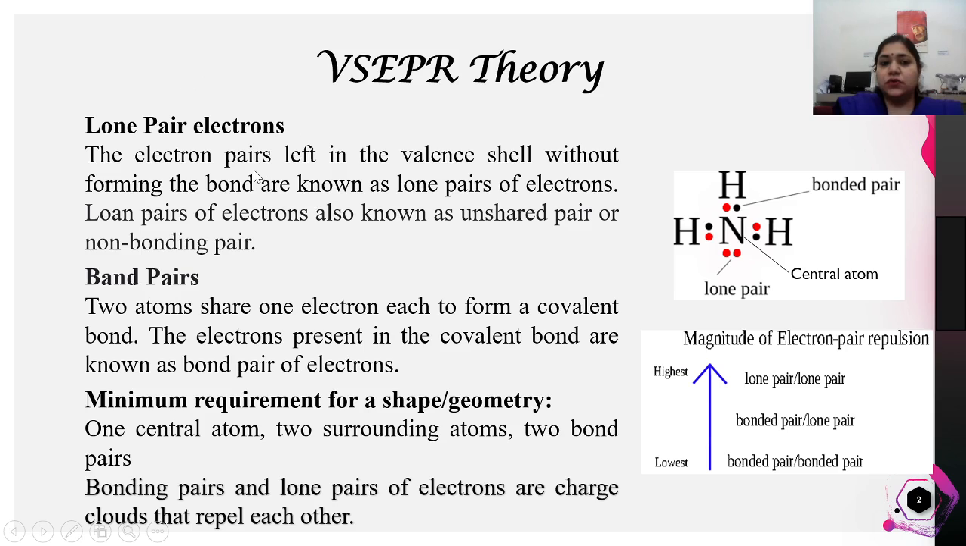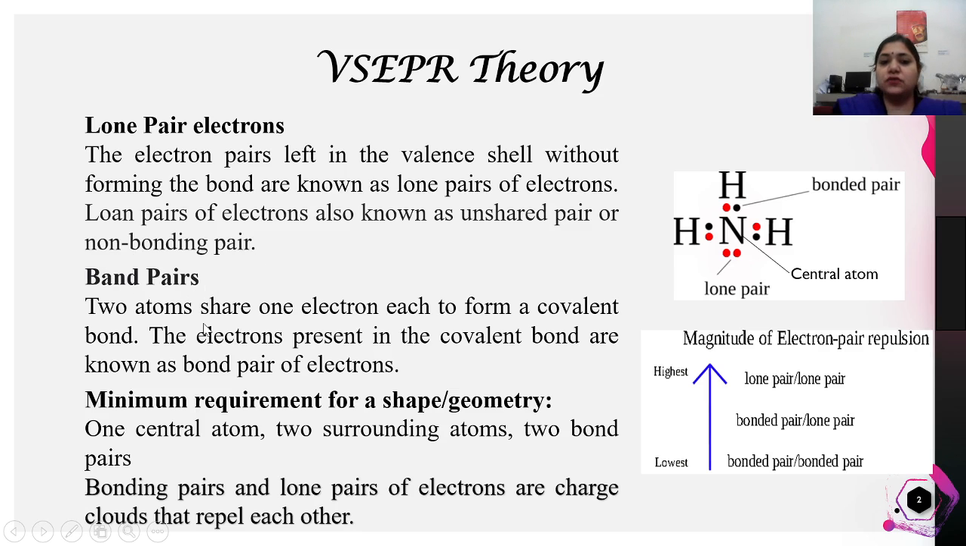Clear? So these lone pairs are present in the valence shell, but these electron pairs are not used in the formation of any covalent bond, and these lone pairs are also known as the unshared pair or non-bonding pair of electrons. Next is bond pairs.